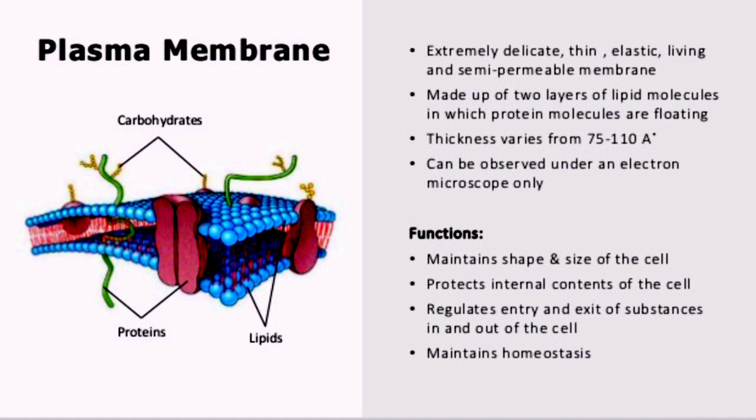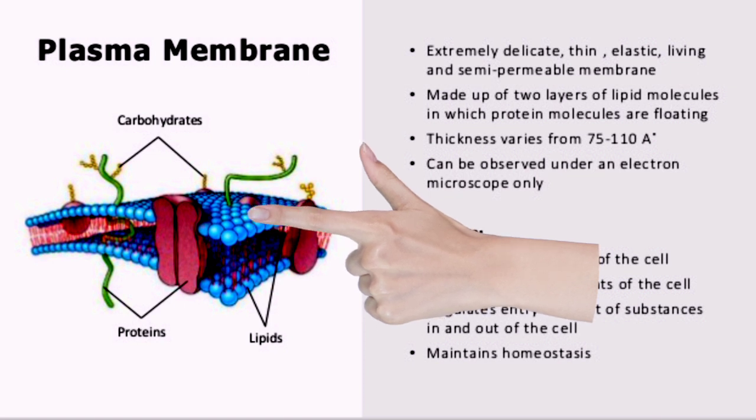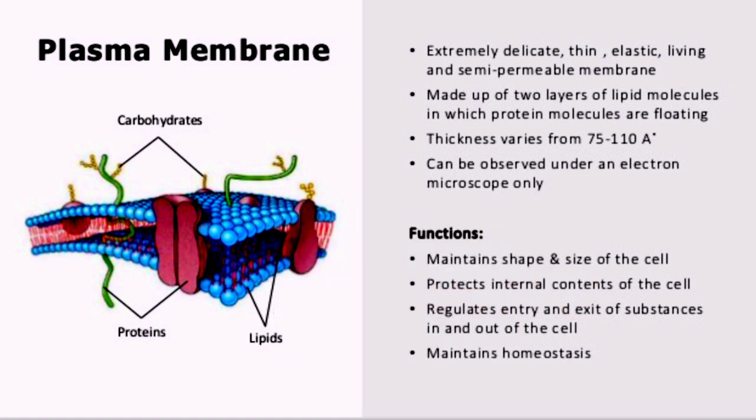So it is made up of two layers of lipid molecules in which protein molecules are floating. In the presented diagram of the plasma membrane, lipid molecules are shown with blue beads, whereas proteins are floating in the lipid layers. It is an extremely delicate, thin and elastic structure. It separates cell content from the external medium and helps in maintaining the internal environment of the cell.